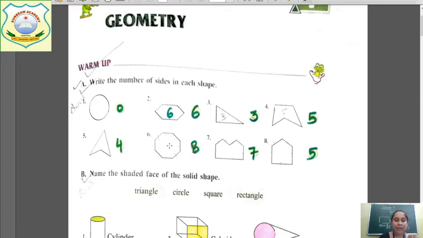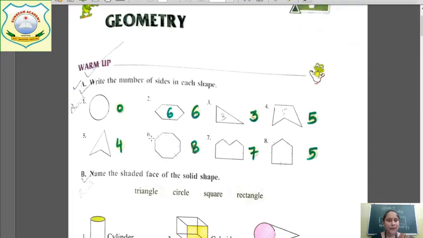Okay, I have made use of color because the pencil was not visible. That is why I have used colors. But you will not use colors in your book. You will make use of pencil. So sit with pencil in your hand and take a scale also, because in further exercises a scale will be required. Okay. So now see the sixth question.